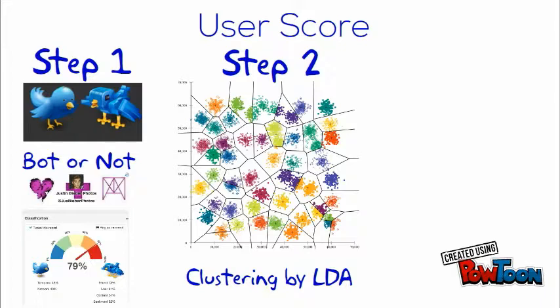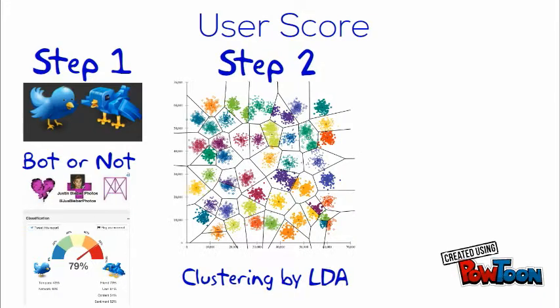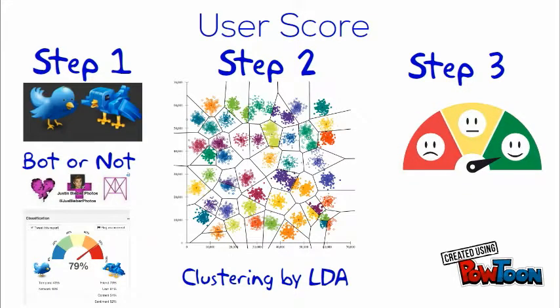And then we take a third step, and this third step is combining this Bot or Not score with the LDA values to get a 0 to 1 score for each user. Basically, how much are they part of the target market?